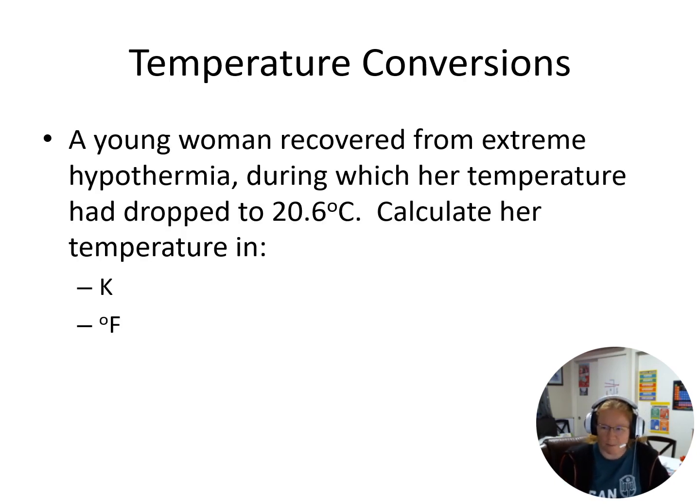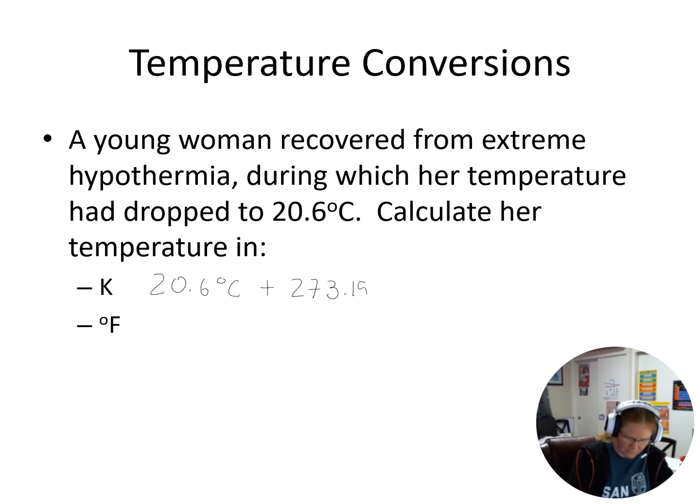Let's do a couple more practices. Let's do a Kelvin and a Celsius over to Fahrenheit. So we have somebody who experienced extreme hypothermia, temperature dropped to 20.6 Celsius. What is that in Kelvin? To go to Kelvin, we're going to take our 20.6 degrees Celsius and add to that 273.15, and we're going to get 293.8 Kelvin.